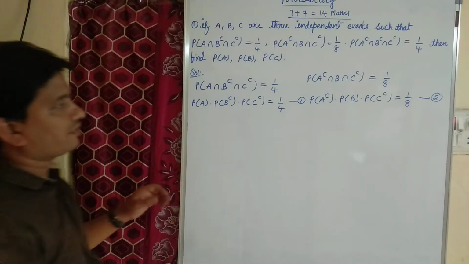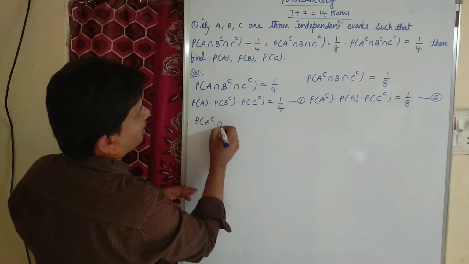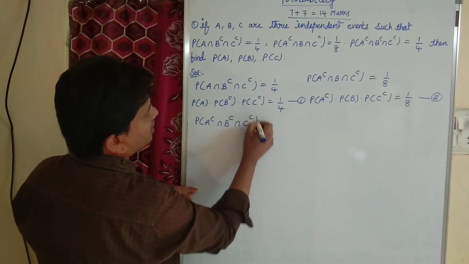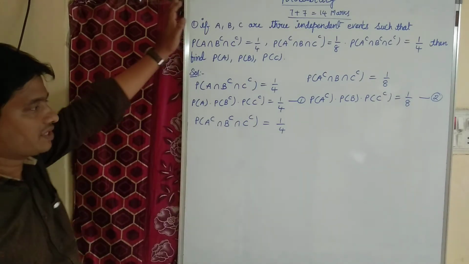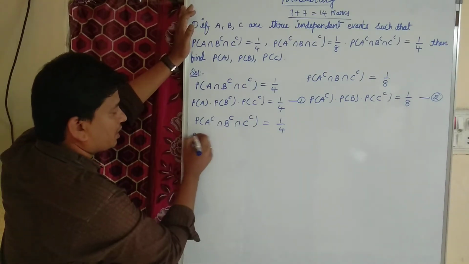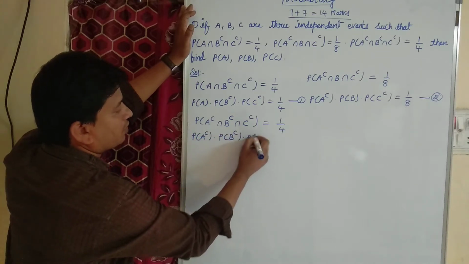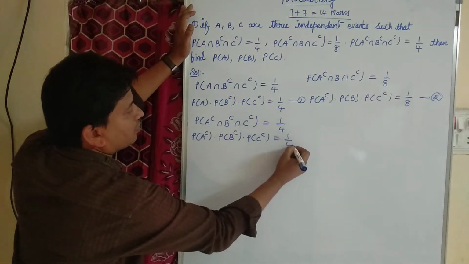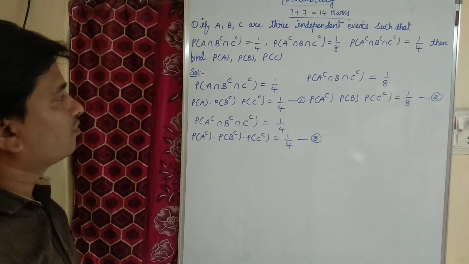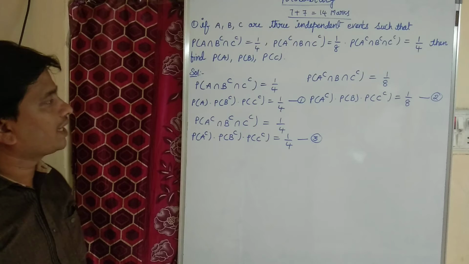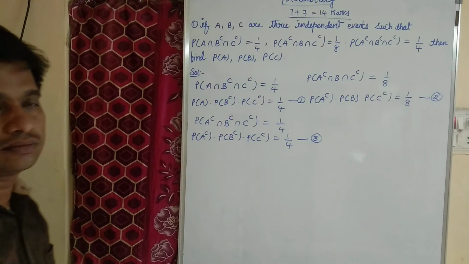Okay, now coming to the third equation. What is the third equation? P of A cap intersection B cap intersection C cap equal to 1 by 4. How can I write this equation? I can write as P of A cap into P of B cap into P of C cap equal to 1 by 4. This is equation number 3. Actually, what are they asking? They are asking to find out P of A, P of B and P of C.